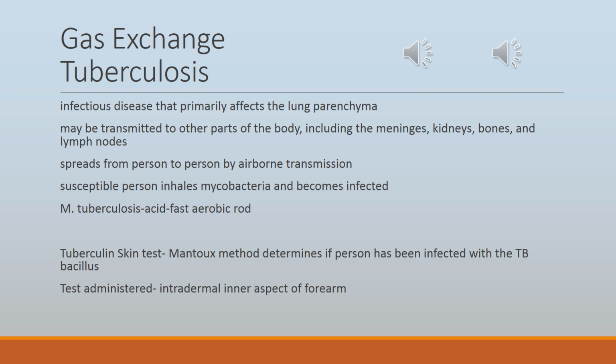To determine whether a person has been infected with the tuberculous bacillus, we will administer a tuberculin skin test, which is called the Mantoux method. It is used widely in screening for latent M. tuberculosis infection. Tuberculin bacillus extract and purified protein derivative is injected into the intradermal layer of the inner aspect of the forearm, approximately 4 inches below the elbow.